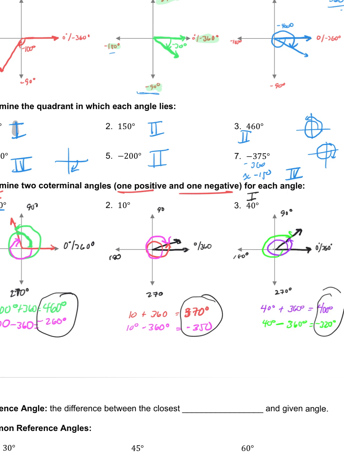Okay, so here should be your two answers. I drew my graph and went all around, so I got 400 degrees and negative 320. Again, two coterminal angles, positive and negative. Just go on to the next page.